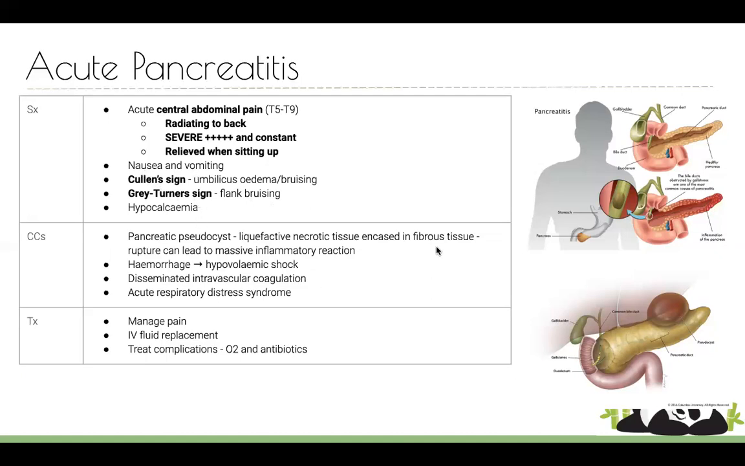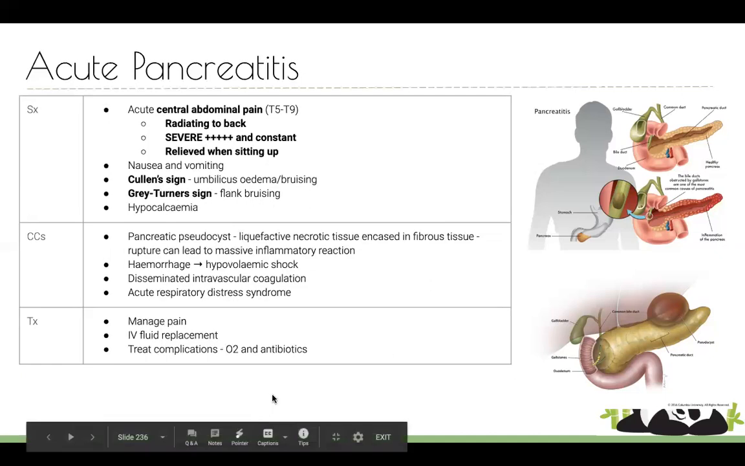Another way you might choose to remember it is Cullen starts with a C. So sometimes you see a C. It actually makes a C shape around the umbilicus as well. Yeah, that's a good point.